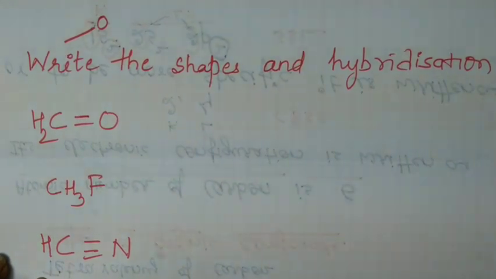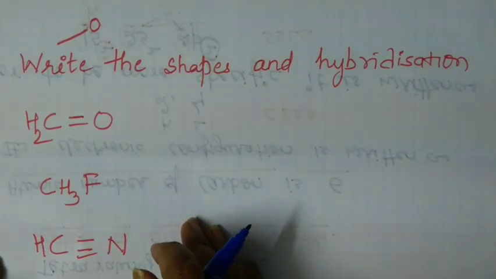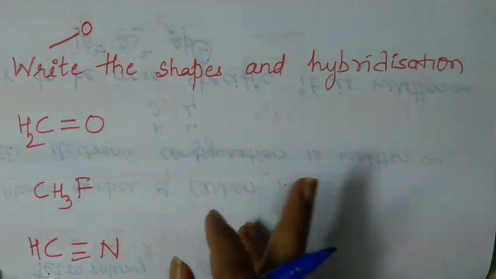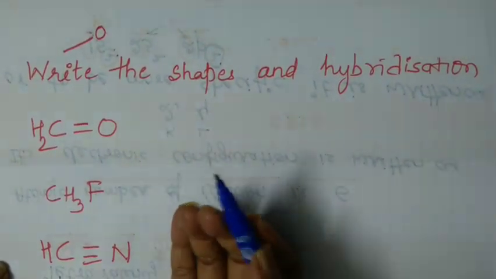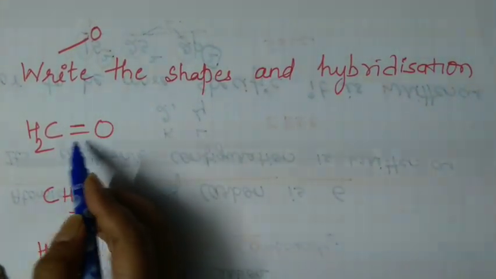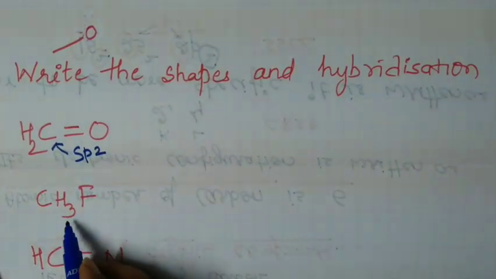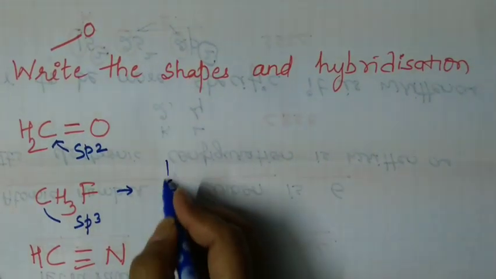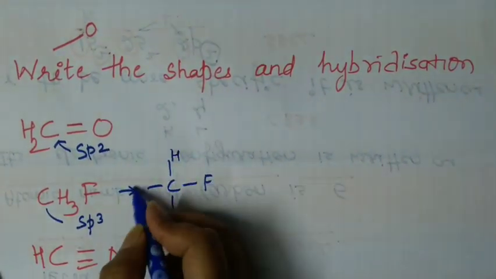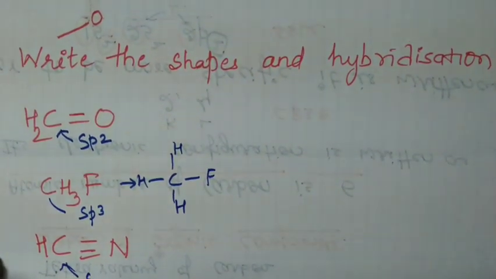Coming to the last question, write the shapes and hybridization. So I have given you 3 molecules here. You need to identify the hybridization. Only if you know hybridization, you will be able to talk about the shape. So first we will try to identify the hybridization. Double bond. So hybridization of carbon is sp2. So you have 4 bonds here, CH3F. So it is sp3 hybridized. How do you understand? Write the complete structure. So single bond everywhere, therefore sp3 hybridized. Here you have a triple bond, so hybridization is sp.